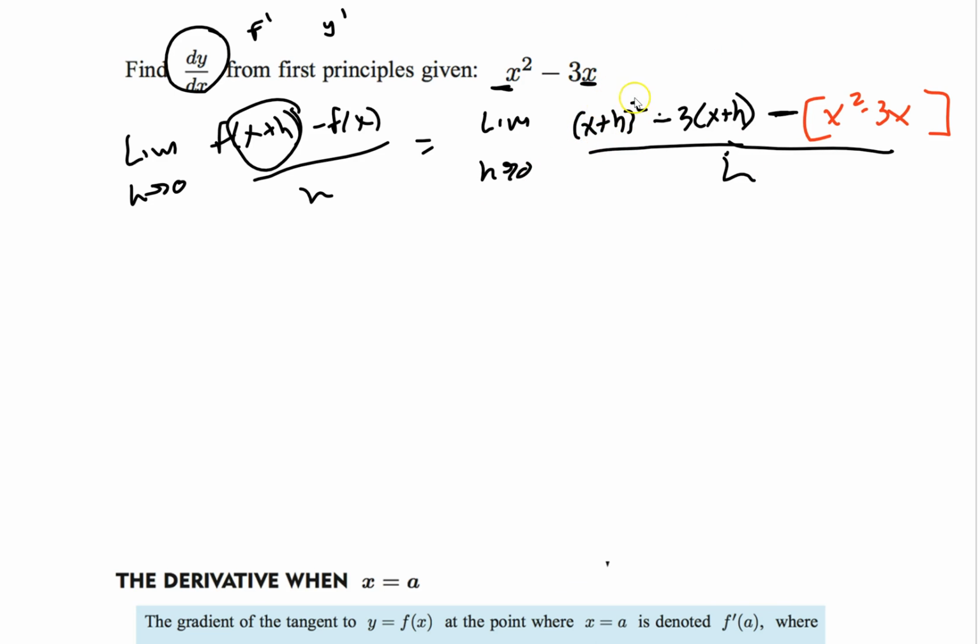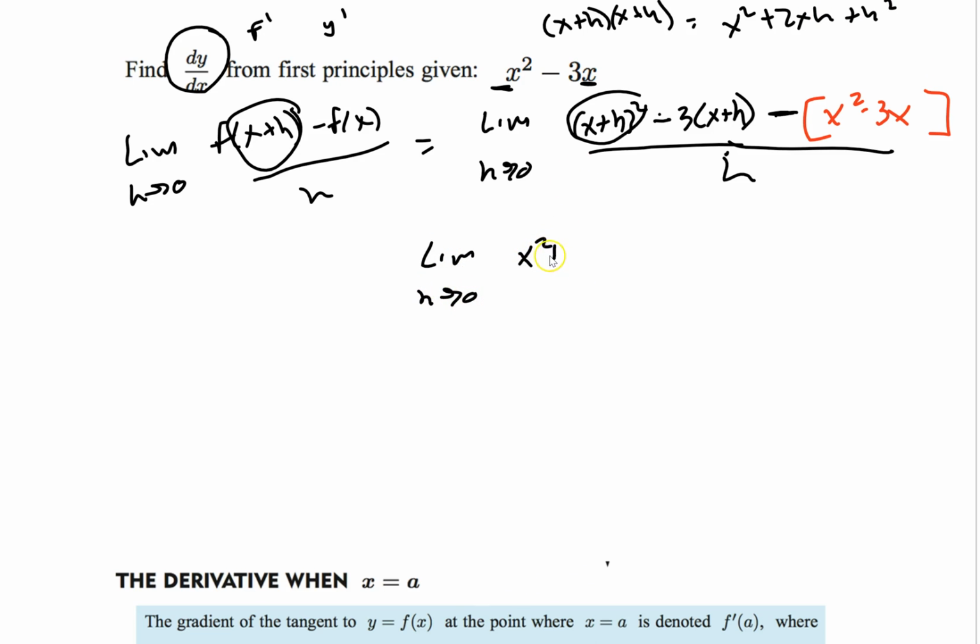What's next is what we always do. We simplify. Remember, this is probably the most annoying part because it's not x squared plus h squared. It is x plus h times x plus h. But once we do it enough, we know it's going to be x squared plus 2xh plus h squared. So let's just write this out. The limit as h approaches 0, that's going to be x squared plus 2xh plus h squared. Distribute this negative to both: negative 3x minus 3h. Minus x squared plus 3x, all over h.